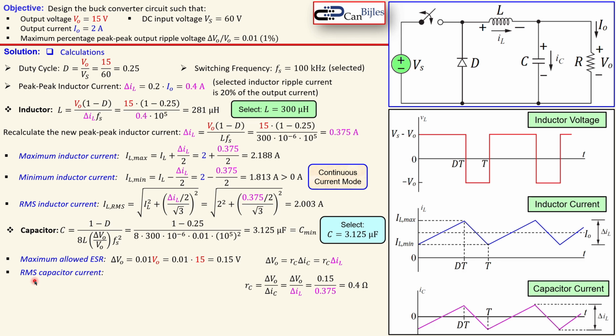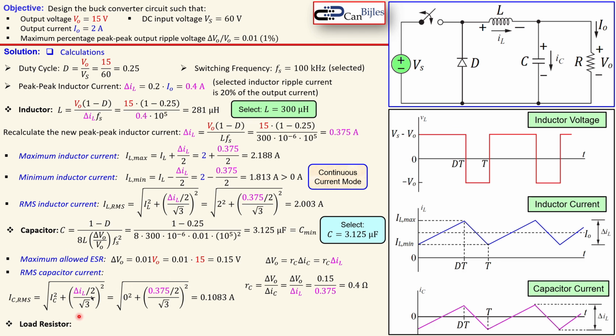And how about the RMS capacitor current? Now that is calculated using a similar formula as we have done for the RMS inductor current. You see that here again the average capacitor current, and here the part because of the triangle. Since the average is 0, that means this part is 0, and the other part is exactly the same as before for the inductor current, so that will give us, using the values, 108.3 milliamps.